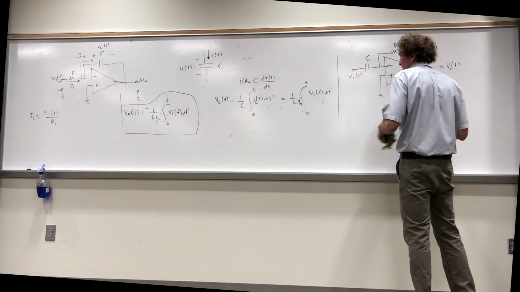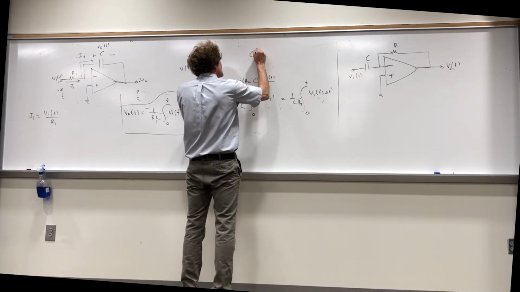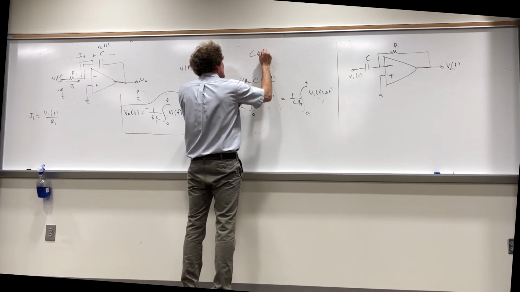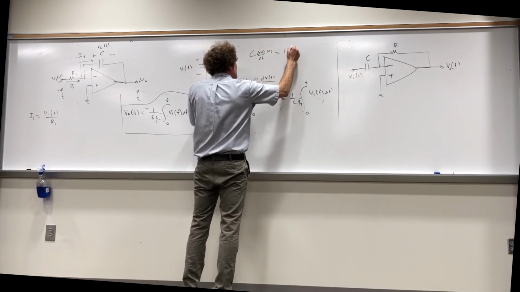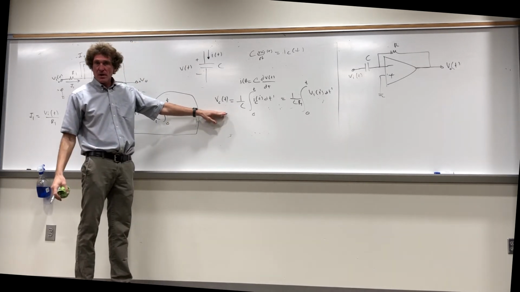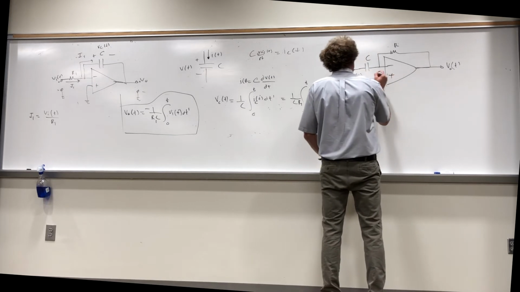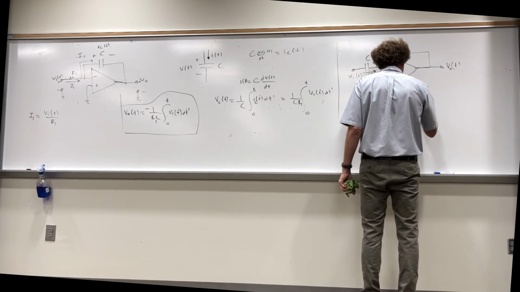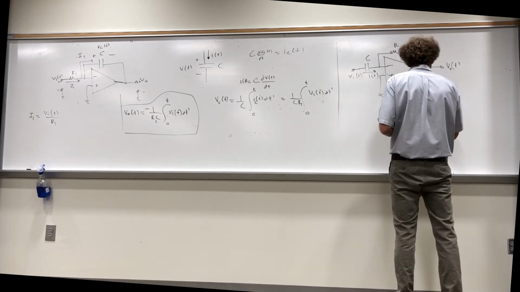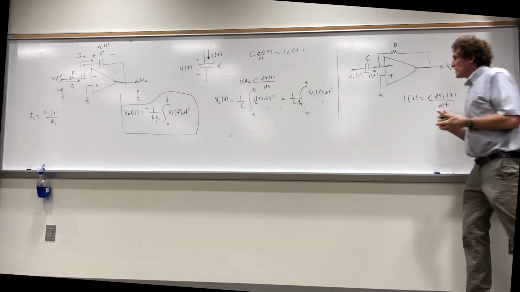Now you go ahead and say that, well, I know from here that C times dV dt is equal to IC of t, and therefore you go through it and you get this relationship yet again, right? That relationship holds. Now what you can say is this. When I look at this, the actual current here, I of t, is equal to C times dV input of t dt. Do you agree with me there?